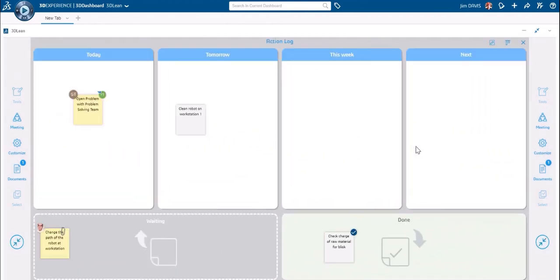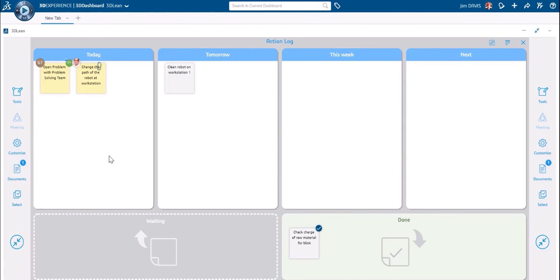So in terms of our action log, we can set that as something we're going to do today. Again, let me clean that up. And that would become part of the action items for today, and the assignment would be handled appropriately by the appropriate person.